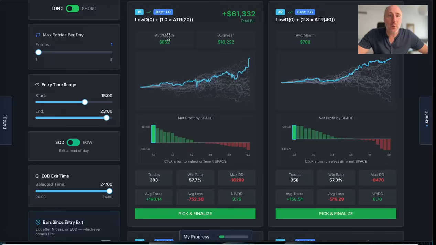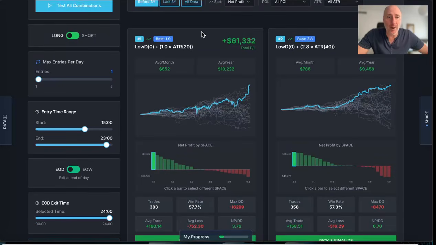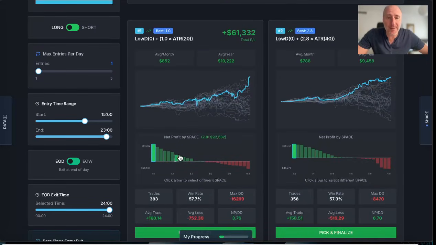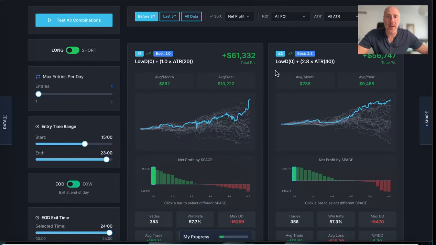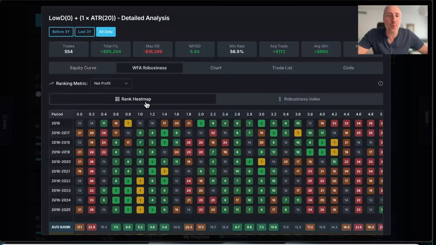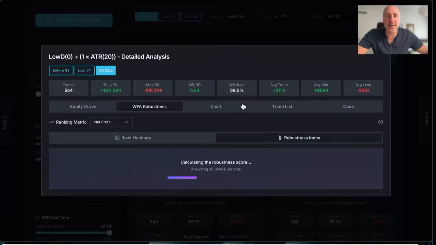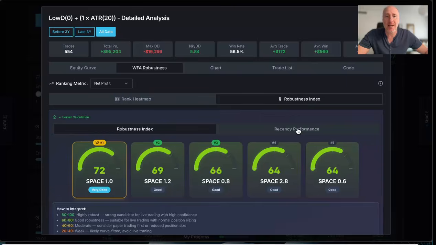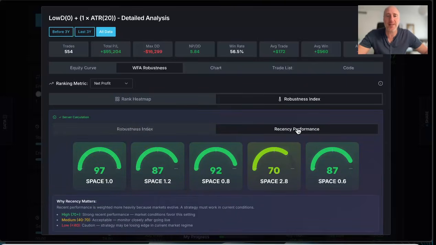We did in sample and out of sample. We did the distribution of positive numbers of different spaces. We checked top ranking points of initiations. We uncovered the last 2 years and made sure it works out of sample. We did the rank heat map. We did the proprietary robustness index. We did the recency performance index, and everything here is screaming, this is good.